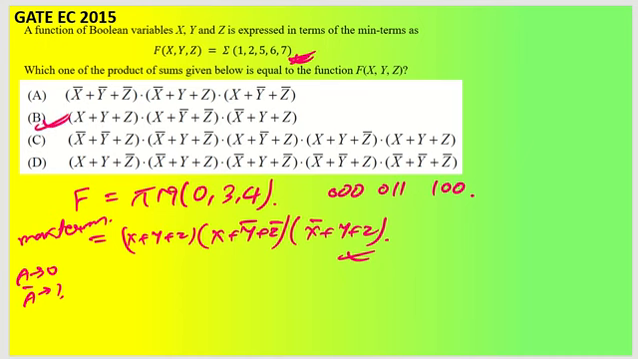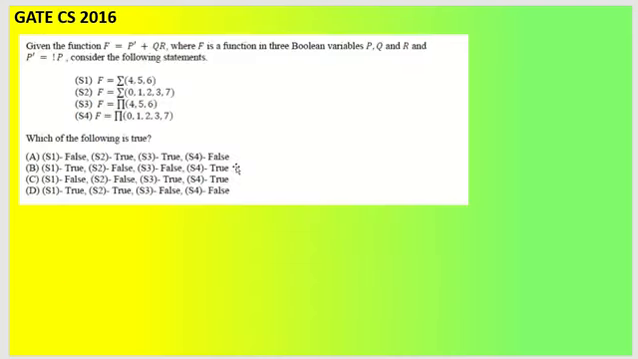Okay, let us take another question. The question was asked in CS 2016. It is told that the given function f is equal to p bar plus qr, or p dash plus qr, where f is a function of three variables p, q, r, and p bar is not p. Okay, that you have to understand. So p, q, r is the function.